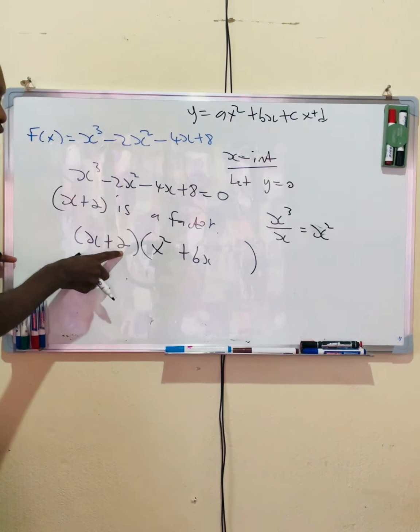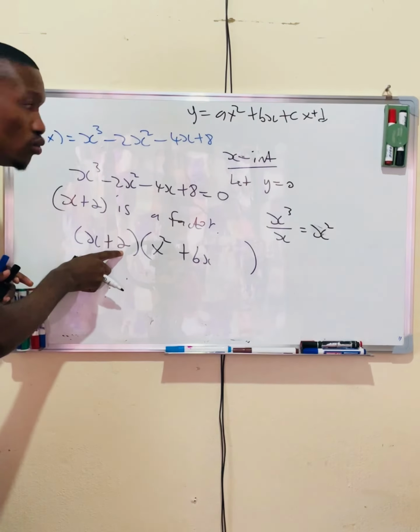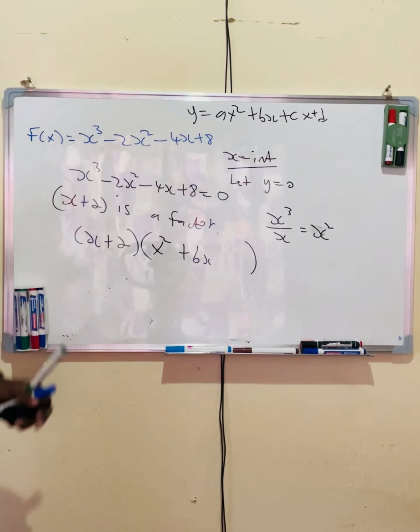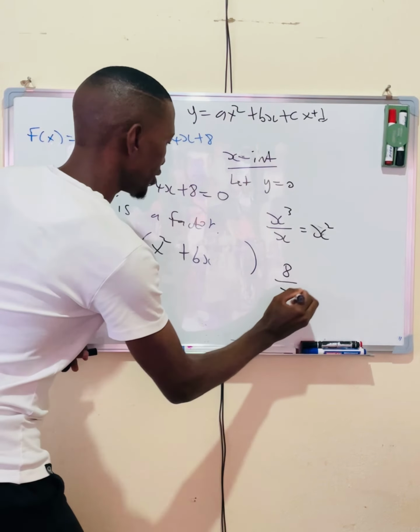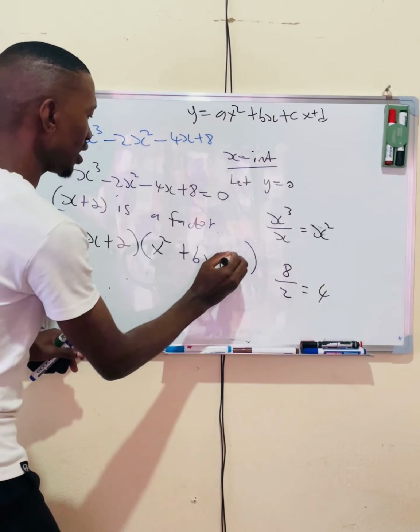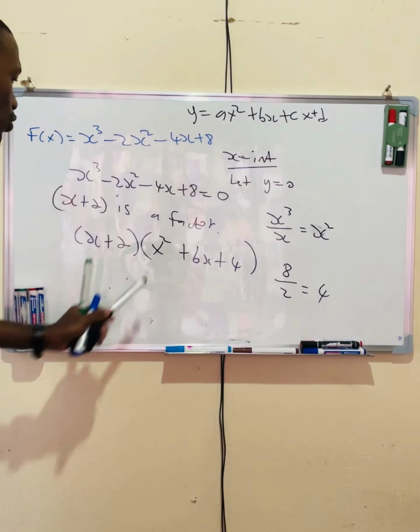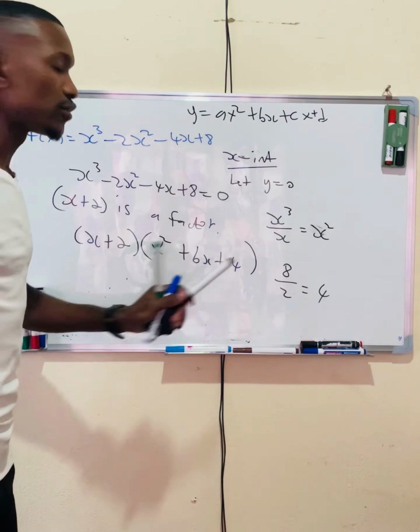Now what about the value here? I'm going to find the value that does not have the variable, just like 2. So when I check here, I see 2. So I'm going to say 8 divided by 2 is going to give me 4. Then I'm going to write plus 4. So now I got x squared and 4.